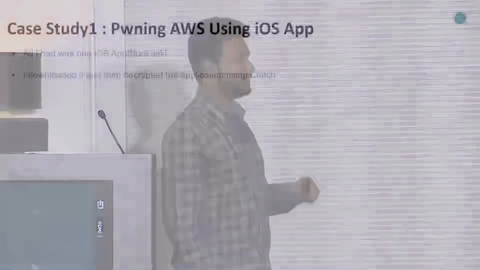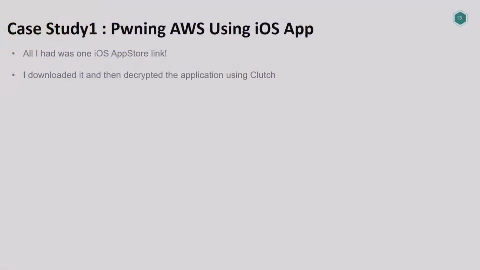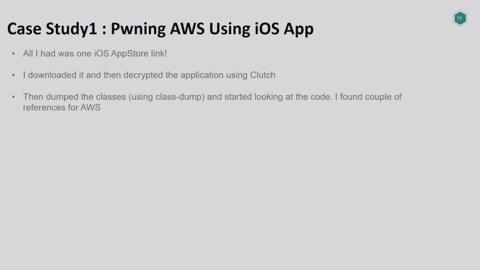I started digging with that. I downloaded the application and decrypted it using Clutch. So that's the standard pen testing methodology. And after that, I dumped the classes using class-dump, and I found some references to AWS, and I found something suspicious.